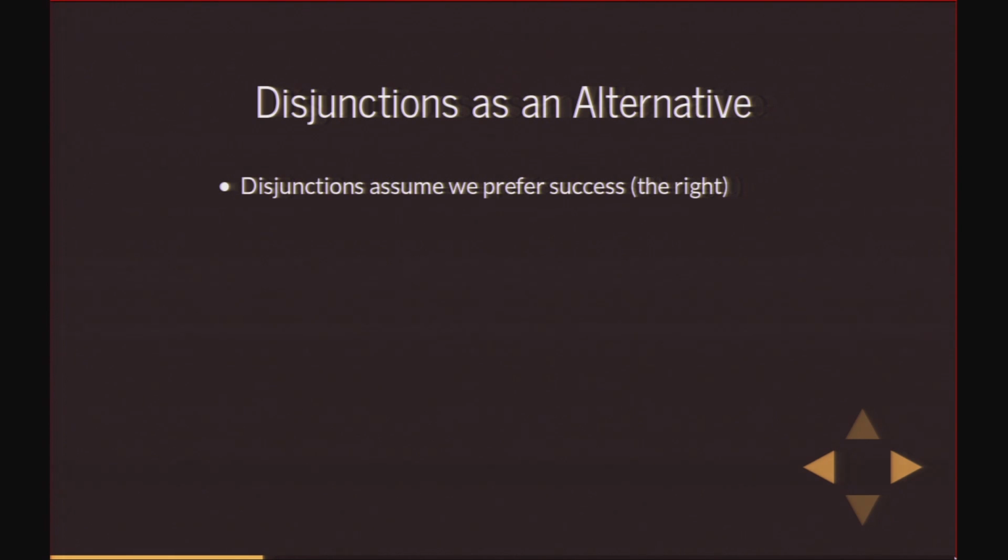Disjunctions assume that we prefer success, which is the right side. This is another reason with disjunctions you really want to use the right as success, unless you have a specific reason not to, because there is what's known as right bias. The disjunction is biased towards the right-hand side. It provides a bunch of constructs for us that we can lean towards the right if this is what we want to do. We want to treat success like success.